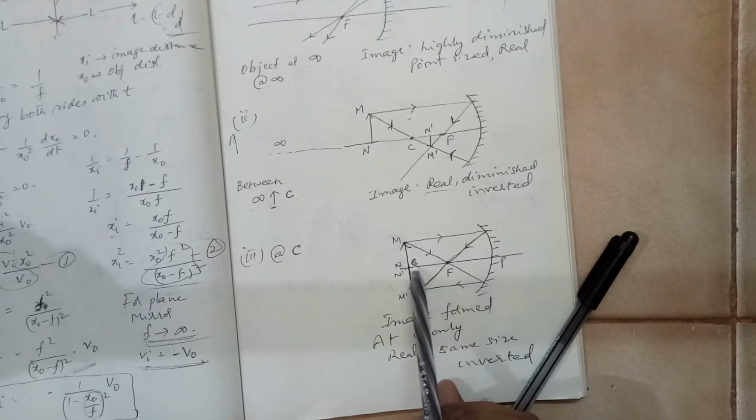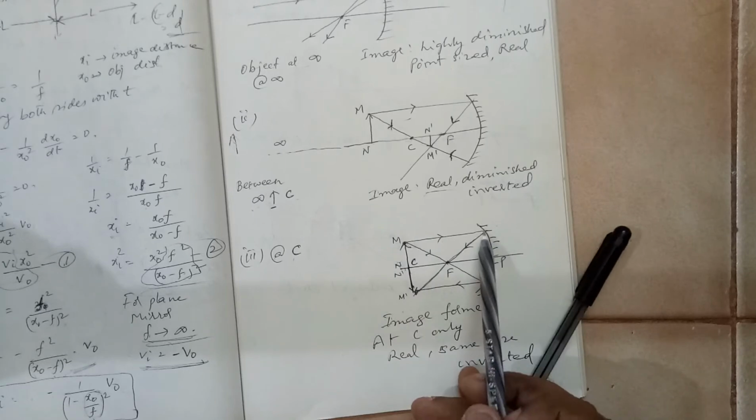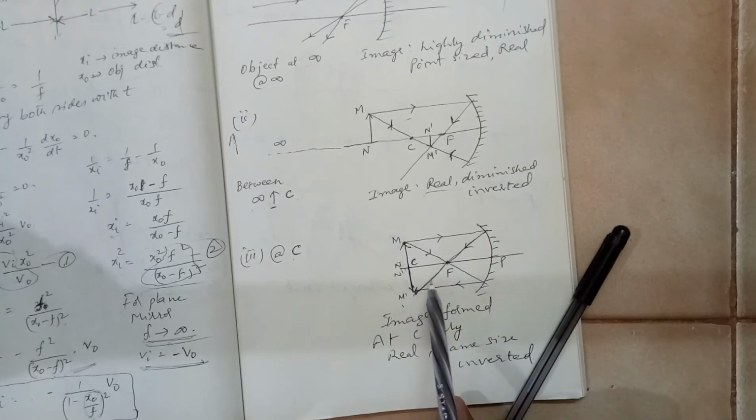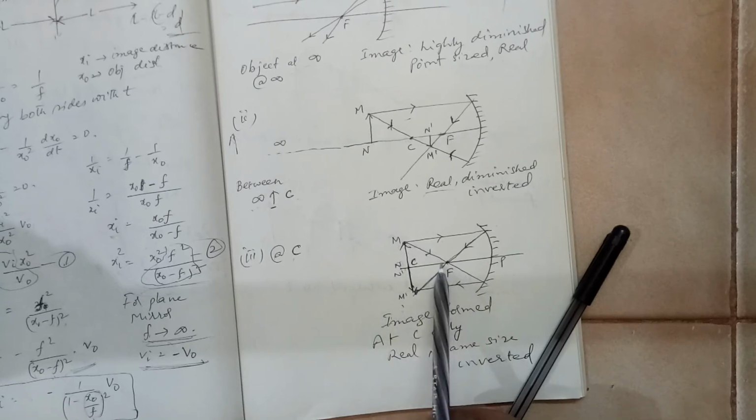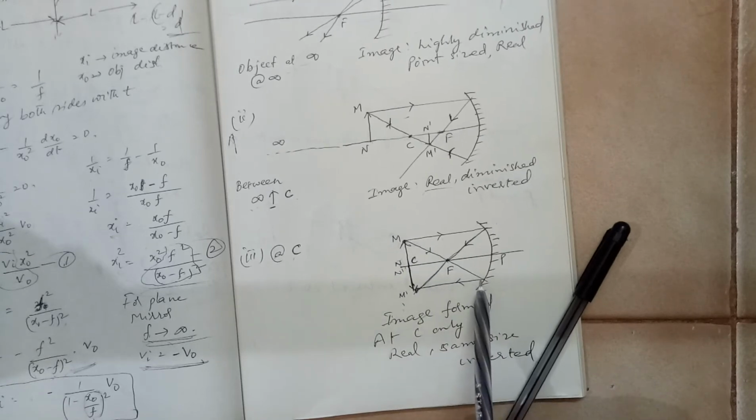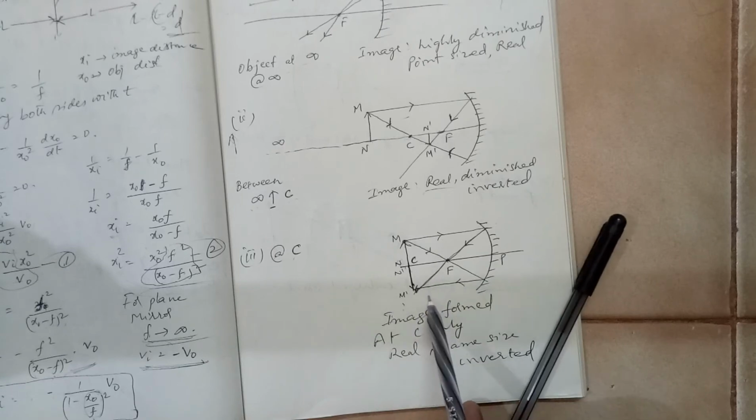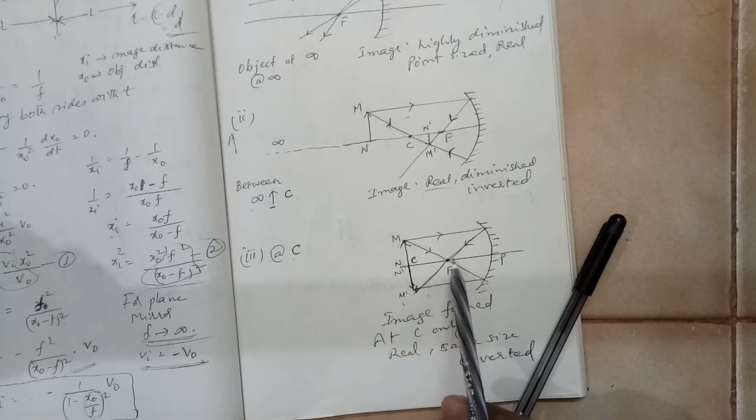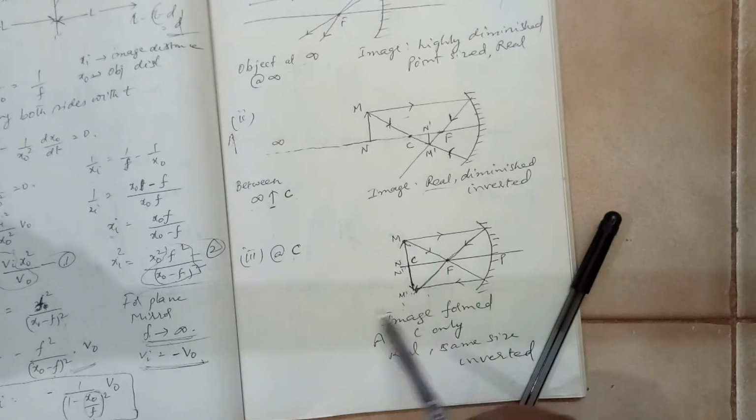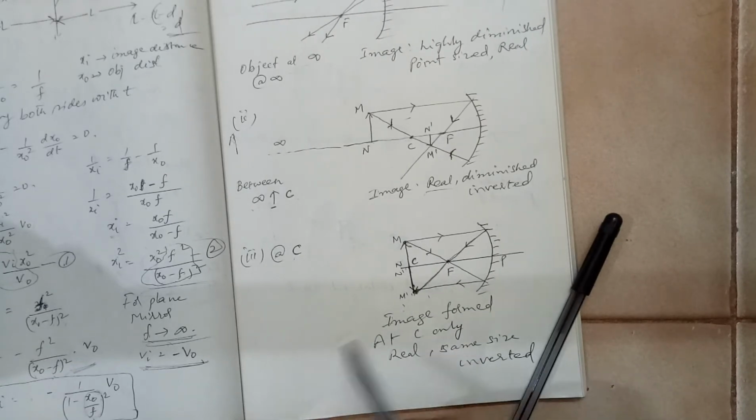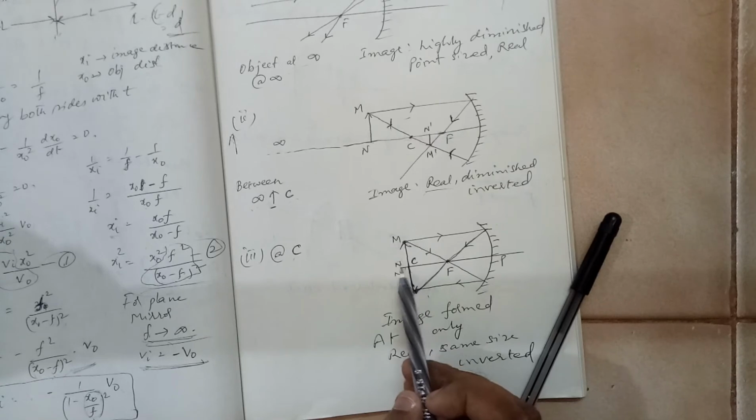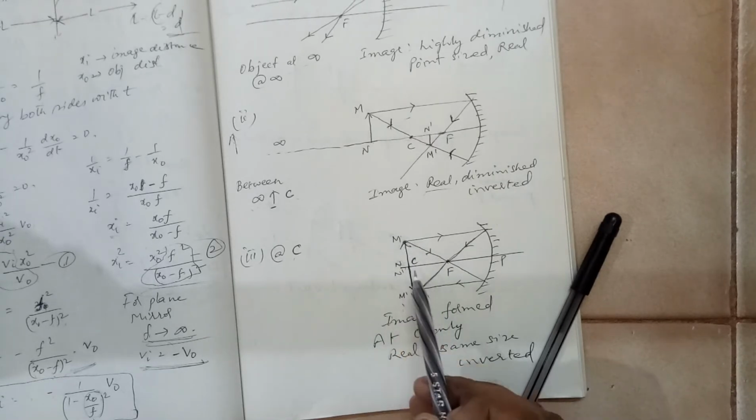What will happen? You take one parallel ray, it will pass through the focus. You take a ray which is passing through the focus. After reflection, it will become parallel to the principal axis. So these two will meet each other at a location which is exactly the center of curvature, but it will be inverted. So this is the location. See the point N. This object has M and N.